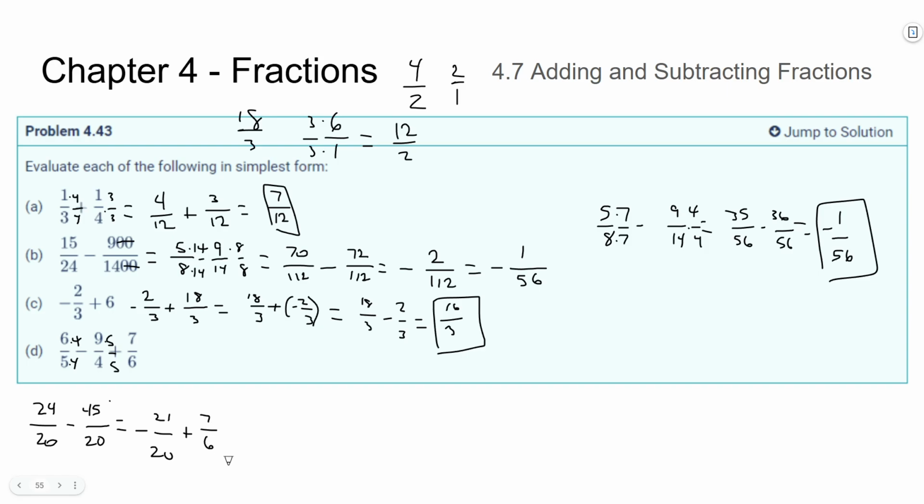Okay, so what would be a common multiple of 20 and 6? So let's see. Multiples of 20 are 20, 40, 60. There we go. So this is going to be times 3 over 3. So it'll be negative 63 over 60 plus, this is just times 10 over 10, 70 over 60.